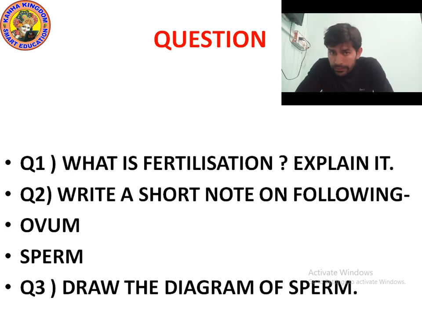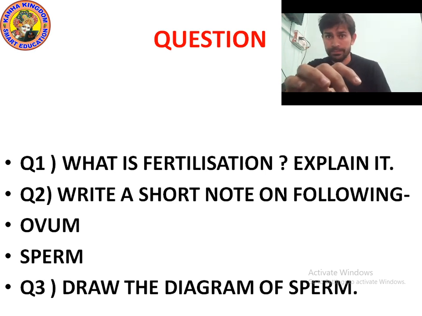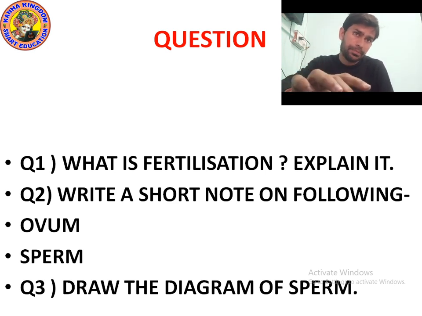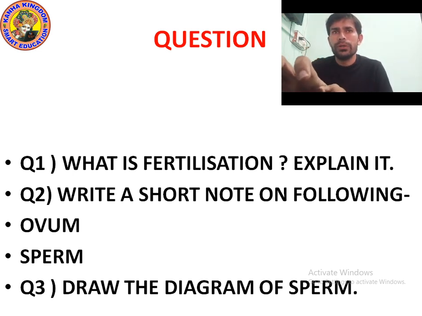So, during fertilization, the haploid nucleus of the sperm and that of the ovum fuse with each other to form the zygote. This zygote divides to form an embryo, which in turn develops into a fetus. What is the spelling of fetus? F-O-E-T-U-S.